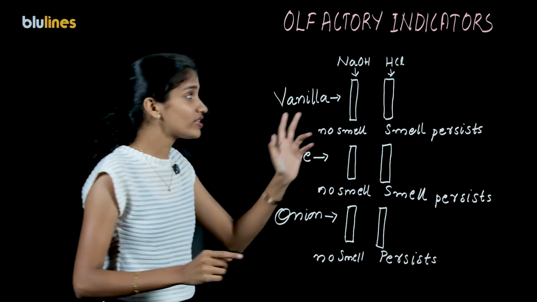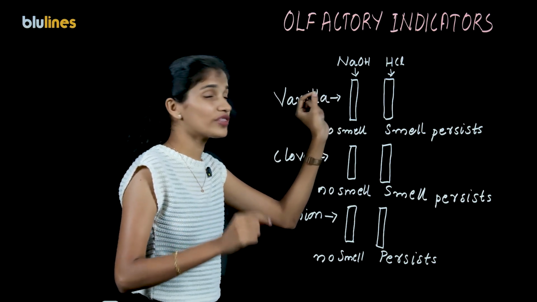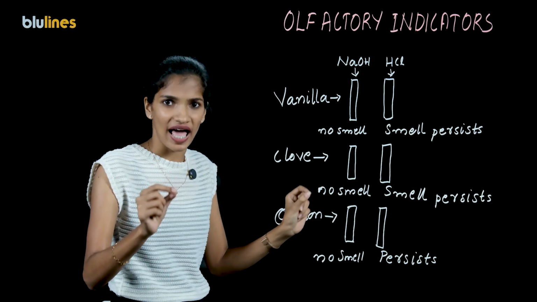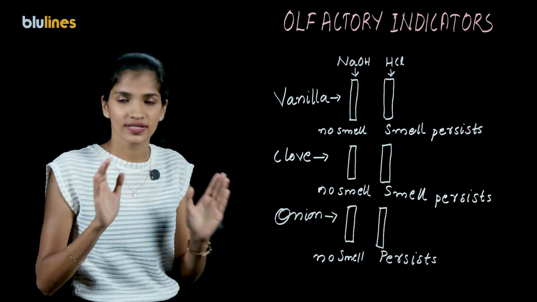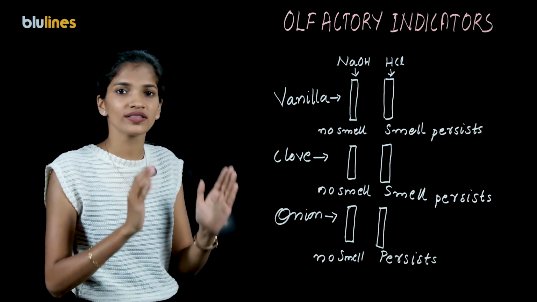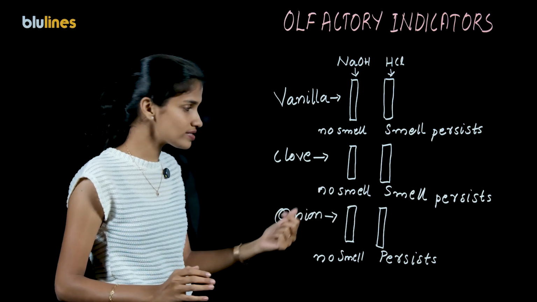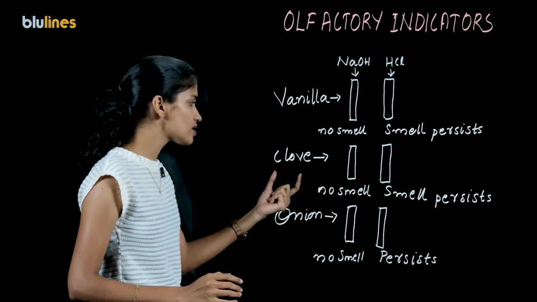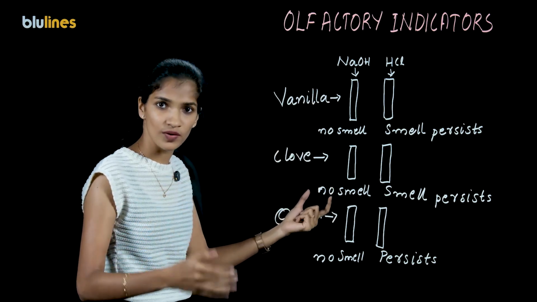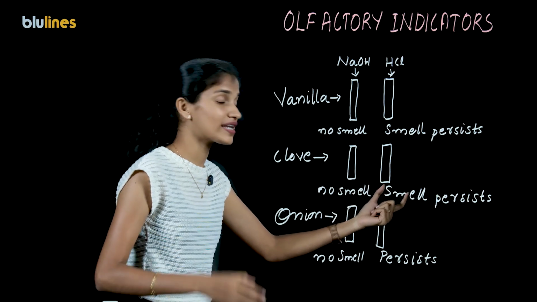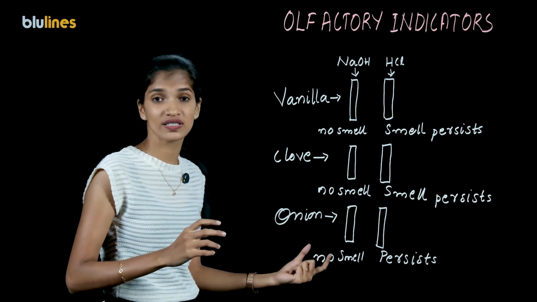On the other hand, when the second cloth strip with the vanilla smell was sprayed with 1 or 2 drops of hydrochloric acid, there was no change in the smell. That is, the smell of vanilla persisted there. And the same thing happens with clove extract as well as onion extract. That is, when NaOH was added to the 2 cloth strips sprayed with clove extract, their smell was gone. And when HCl is added, their smell persists. The same thing happens with cloth strips with onion smell as well.